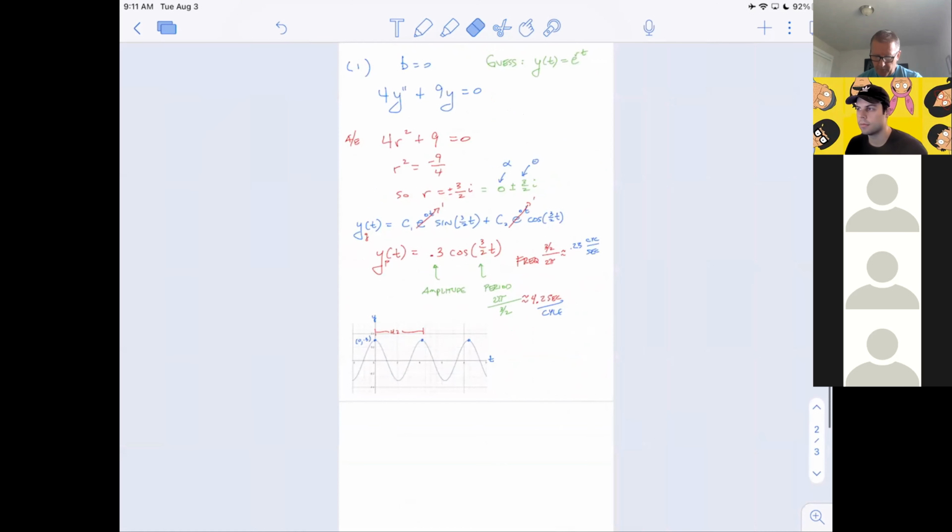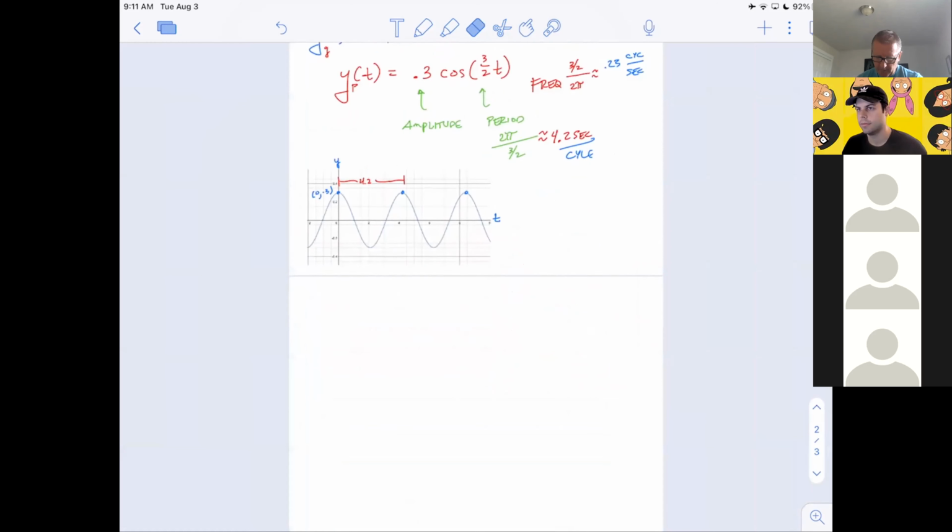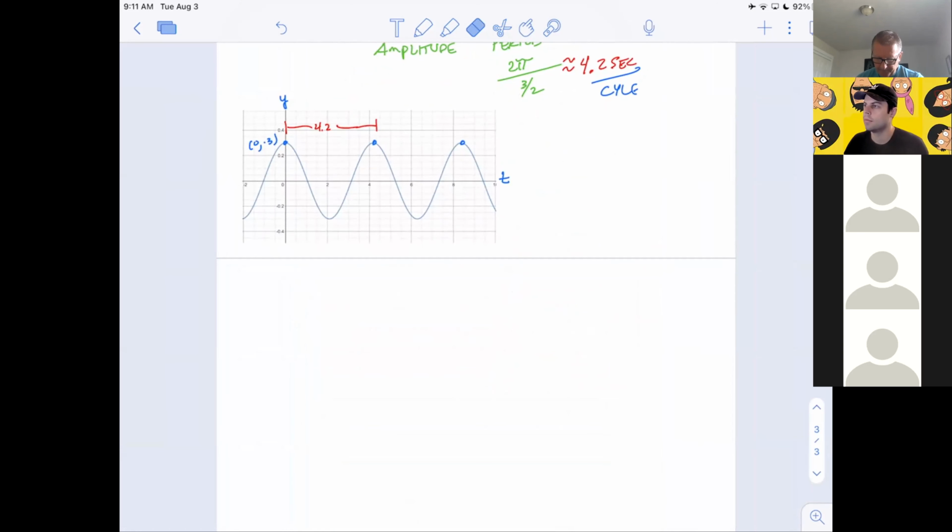To your point, this isn't very realistic. Our second case. How much time do we have? Oh, we're doing good. We're fine. Our second case, let's let B equal 2.